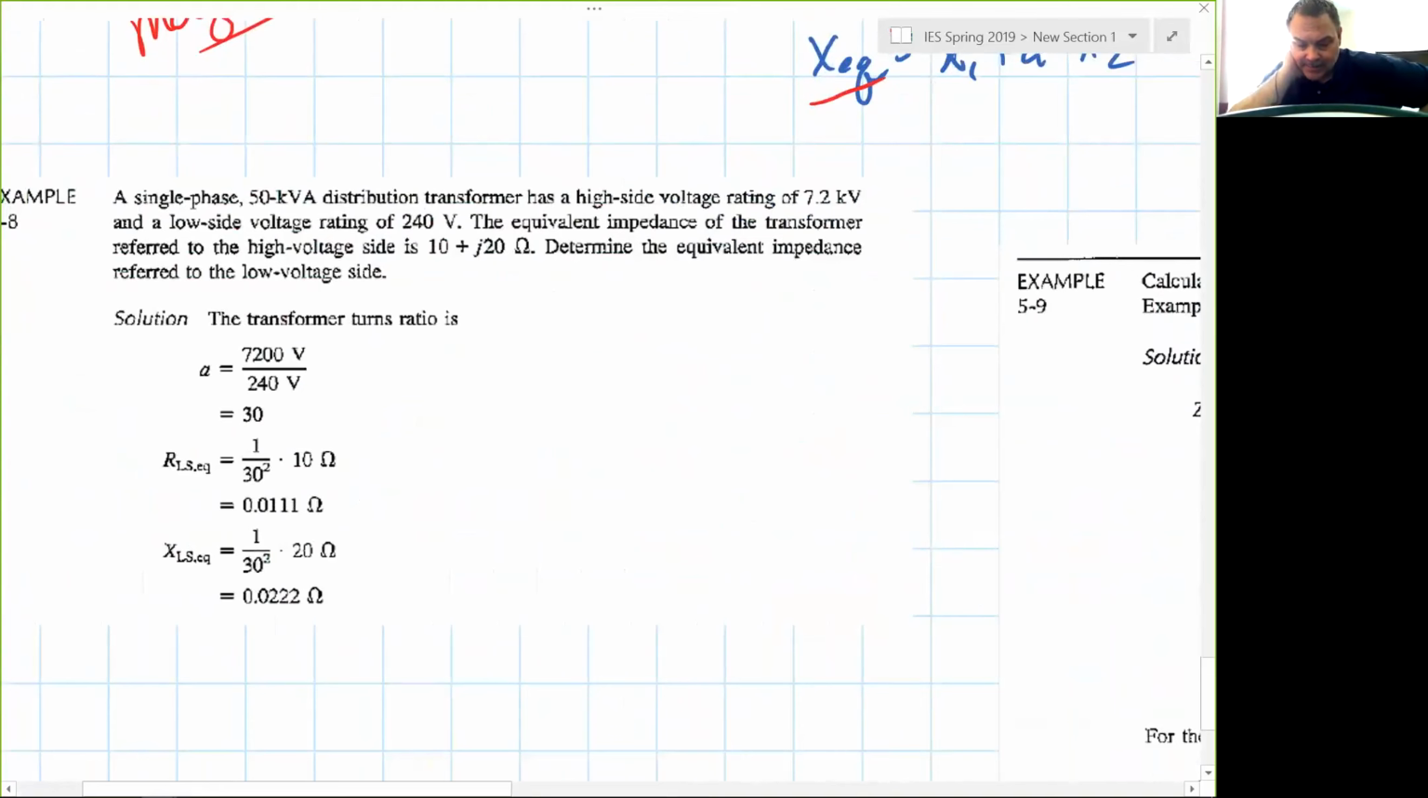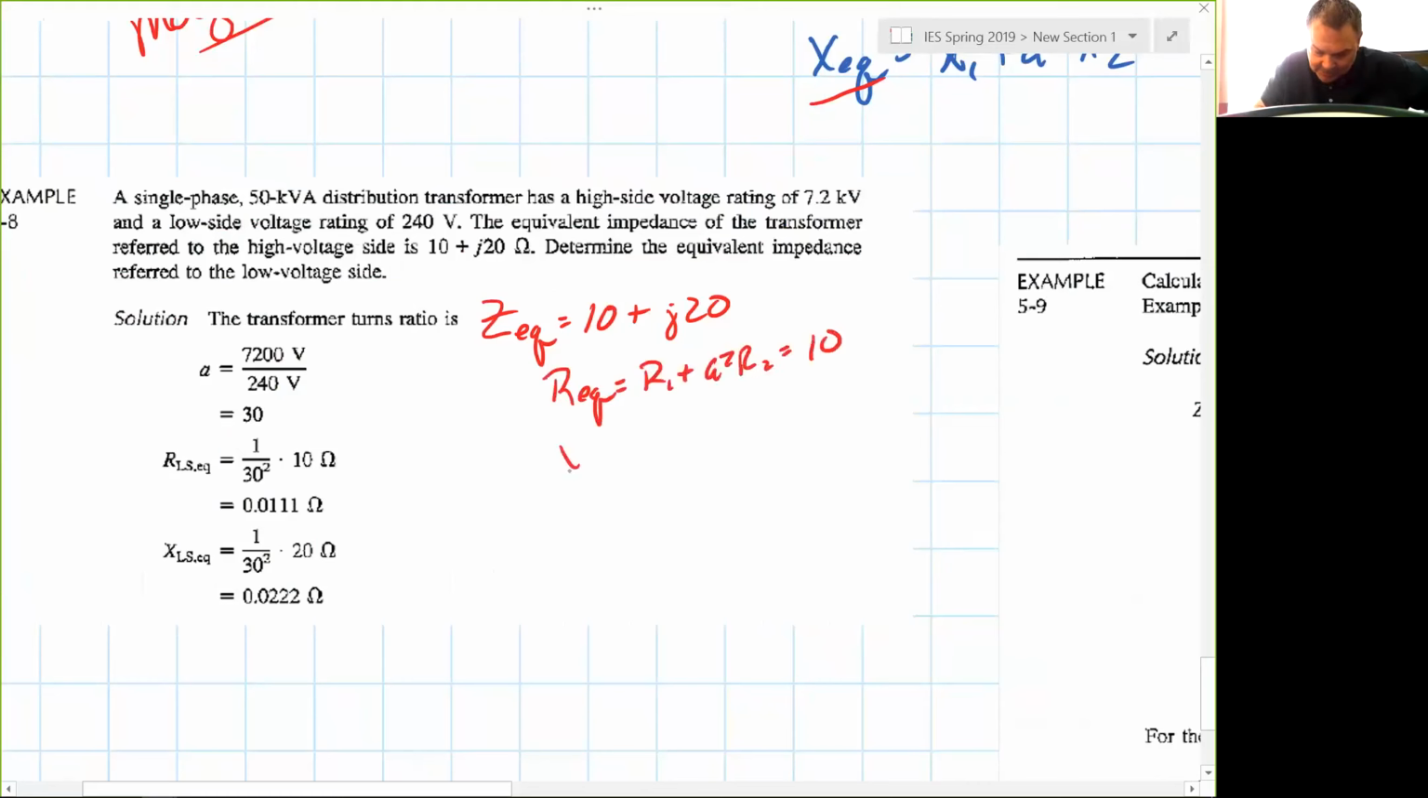A single-phase transformer has a high side voltage rating and a low side voltage rating given there, 7200 to 240. The equivalent impedance of the transformer referred to the high side, so they're telling us that. Let me call it Z equivalent. Z equivalent is equal to 10 plus j20. So R equivalent equal to R1 plus A squared R2 is equal to 10, and X equivalent equal to X1 plus A squared X2 is equal to 20. So they referred everything over to the high voltage side.